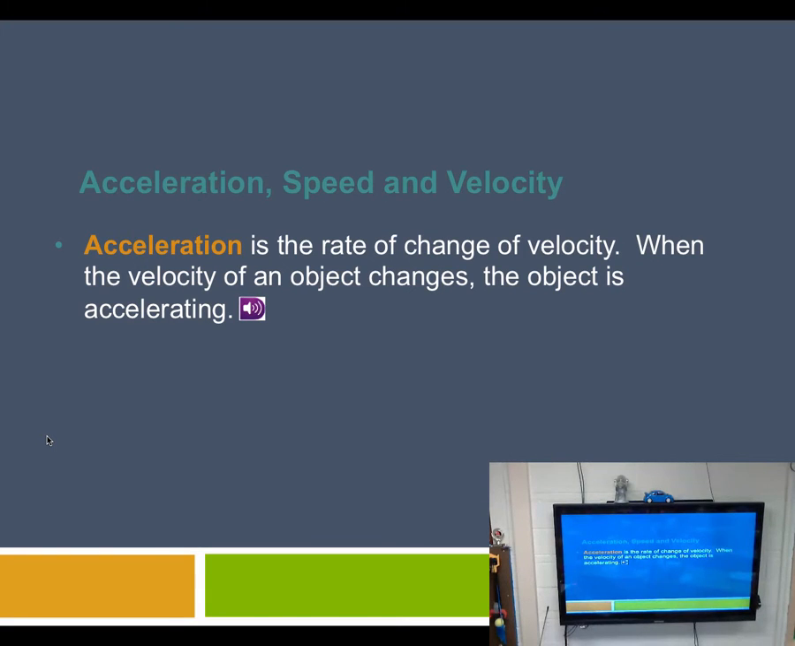All right, you guys, let's go ahead and get started. Today we are going to talk about this idea of acceleration. Please write this definition down so that you have it in your notes. I know it doesn't mean a whole lot of anything yet, but it will.